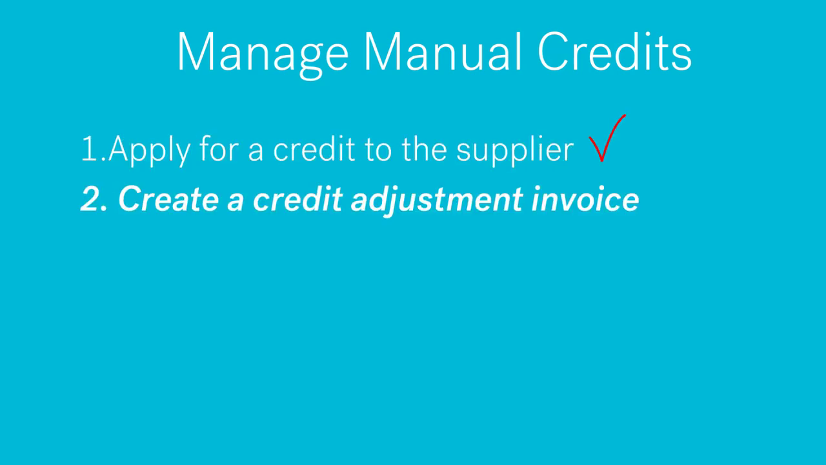Step 2. Create a credit adjustment invoice. Complete the invoice that the product or products to be credited are on as per their normal process. Products to be credited should not be deleted from these invoices. Then you are ready to create the credit adjustment invoice.